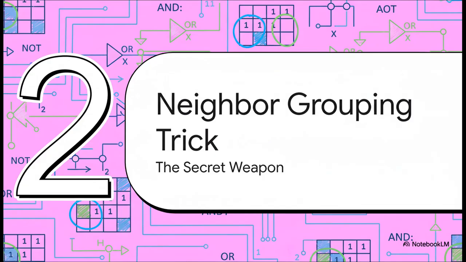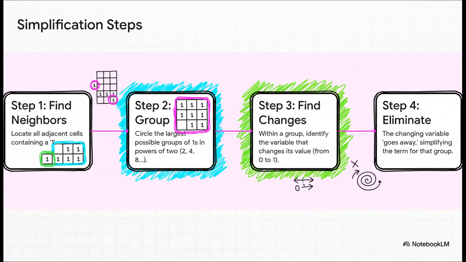Now, this is where the magic really kicks in. It's not just about circling ones randomly, it's how we group them. You could say this is the secret weapon of the K-map. You know, the whole process really just boils down to these 4 steps. You find ones that are next to each other, you circle the biggest group you can, but they have to be in sizes of 2 or 4 or 8. And then, and this is the absolute key, you look inside your circle for the one variable that flips, from a 0 to a 1 or back again. That's the one you get to just eliminate.